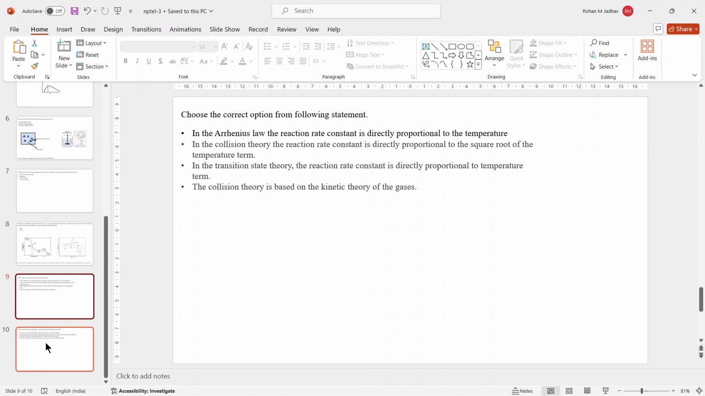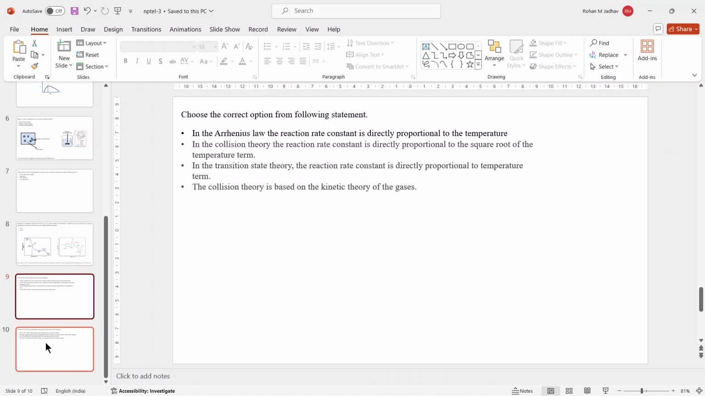Then we have: in collision theory, the reaction rate constant is directly proportional to the square root of the temperature term. If you have already gone through the notes and attended the lectures, you'll be able to answer this one. And this is clear that in the collision theory, the reaction rate constant is directly proportional to the square root of the temperature. In the transition state theory, the reaction rate constant is directly proportional to the temperature term.